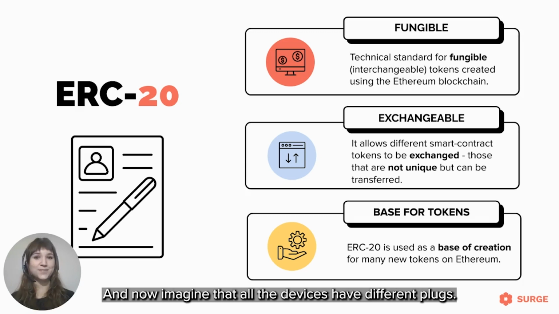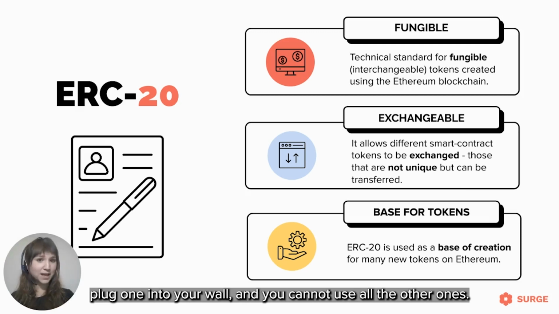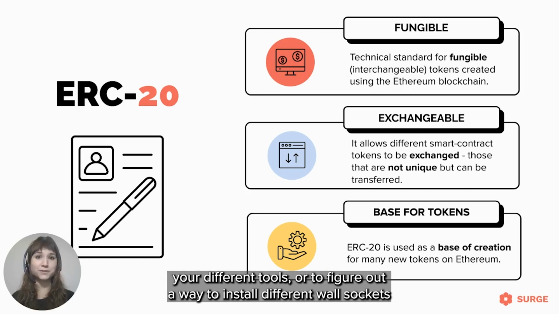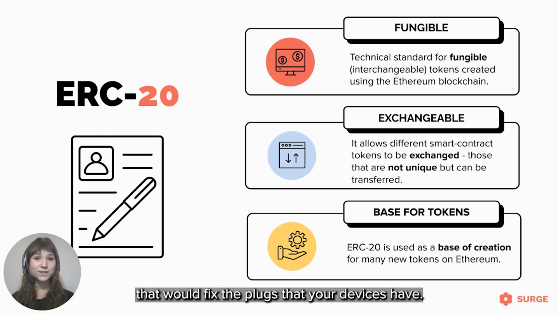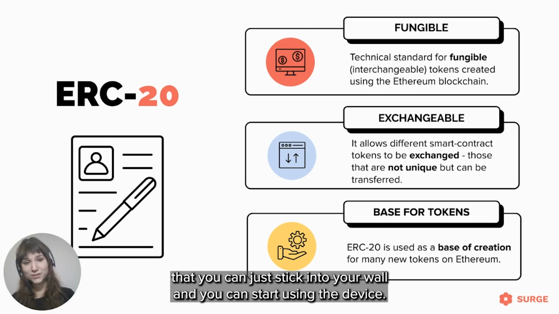And now imagine that all the devices have different plugs, so that out of your 10 devices, you can only actually plug one into your wall and you cannot use all the other ones. It would be a nightmare for you to find all the adapters for all your different tools, or to figure out a way to install different wall sockets that would fit the plugs that your devices have. And that's why all the manufacturers are creating devices with the same universal plug that you can just stick into your wall and you can start using the device.